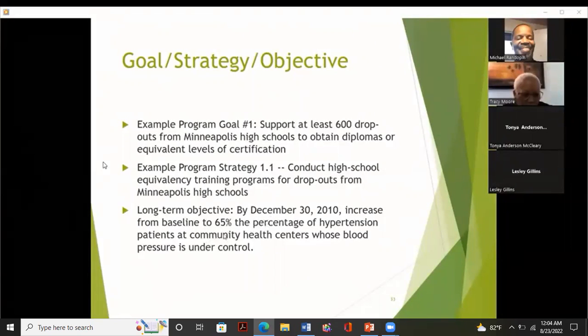Objective. Well, their objective is, because remember, an objective has to be SMART, it has to be specific. Their objective is by December the 20th, 2010, to increase the baseline to 65% of hypertension patients at a community health center. Well, this is a health entity that's trying to reduce high blood pressure, but they're telling you not only when they're going to do it, they can tell you by what percent and what they're going to do. Any questions before we move forward? Everybody good with goals, strategies, and objectives?